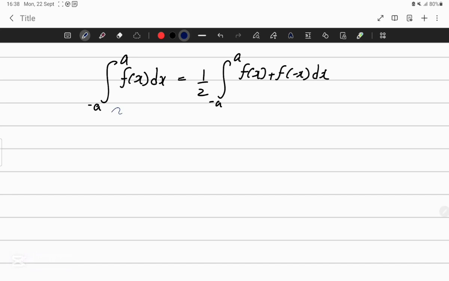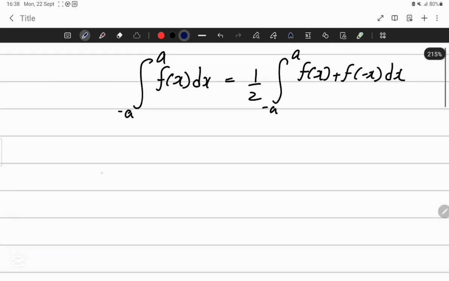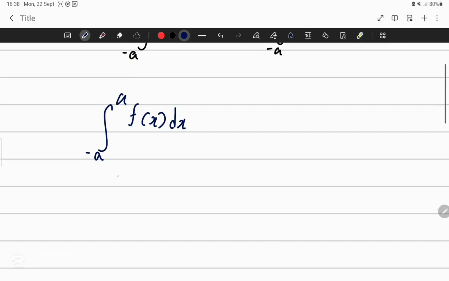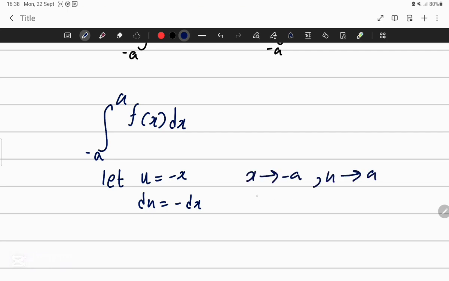So in this video I'm going to solve this integral property, right? Okay, so I have the integral from -a to a of f(x) dx. Okay, so I'm going to consider let u = -x. Okay, so du = -dx. When x goes to -a, u goes to a. When x goes to positive a, u goes to -a.